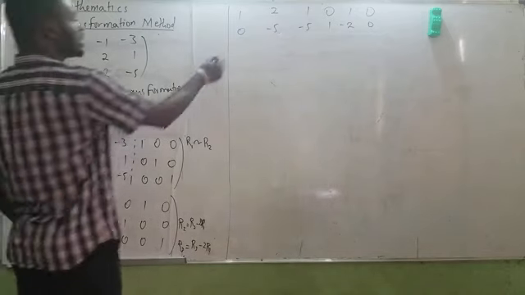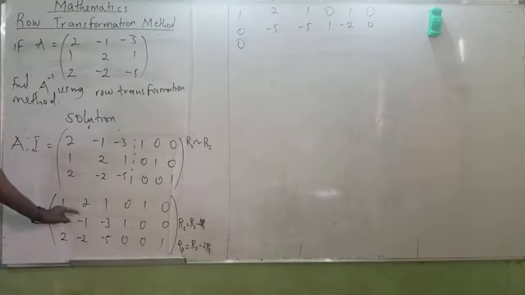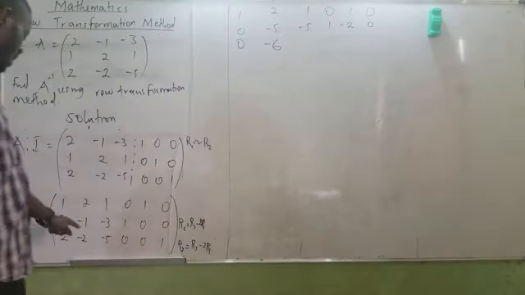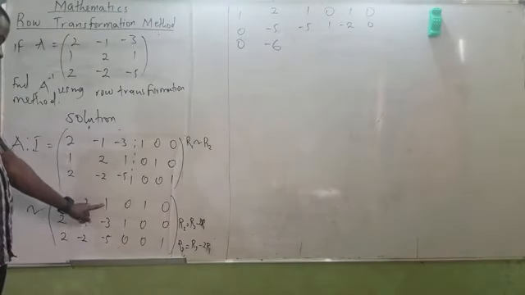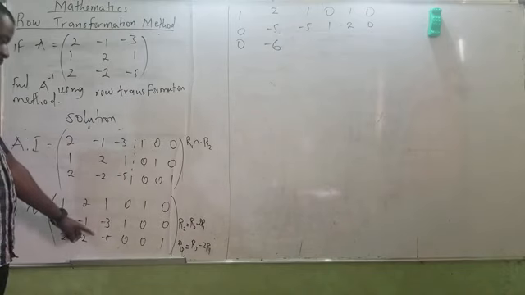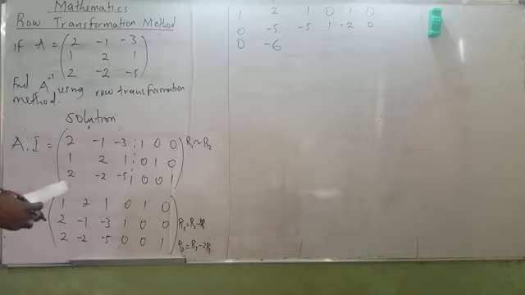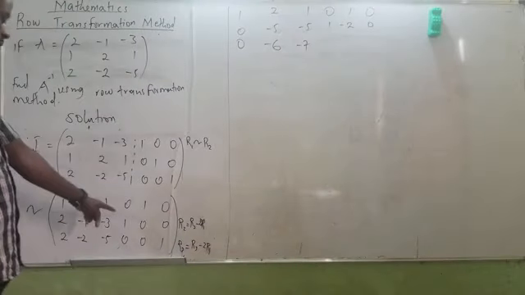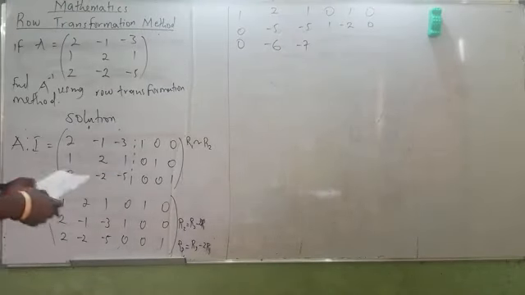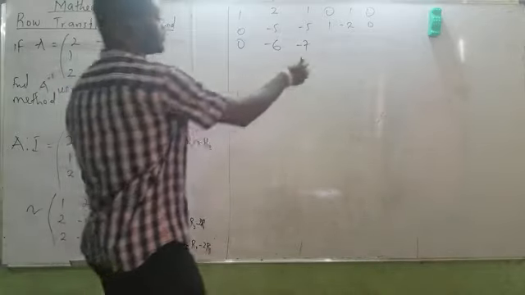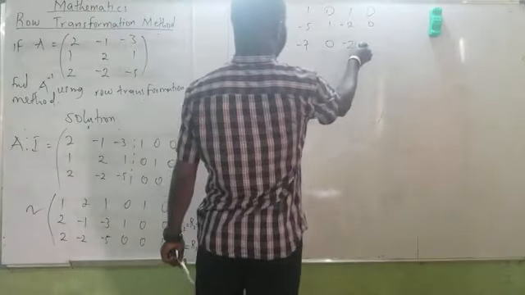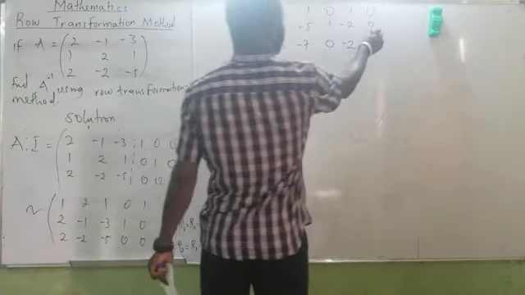It means this one will be accurately 0. Here will be equal to what? This will be 4. 4 minus minus will be minus 6. I'll be having minus 6. And this also will be 2 minus minus, which will be minus 7. The next one will be equal to 0, and the next one will be equal to minus 2. And the last one will be equal to 1. Now, I've done the reduction.